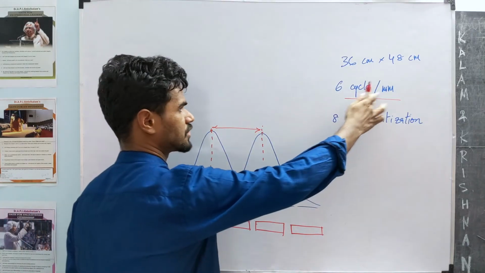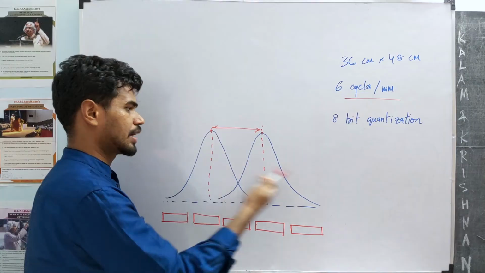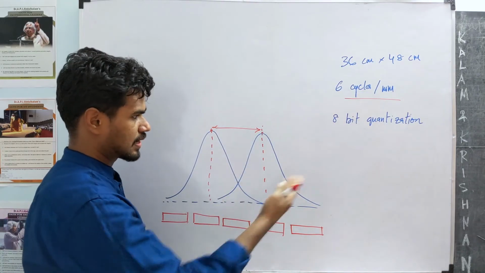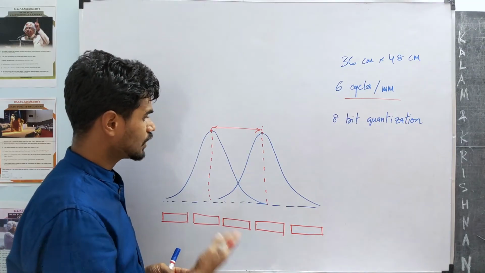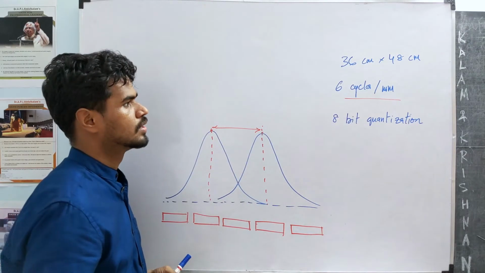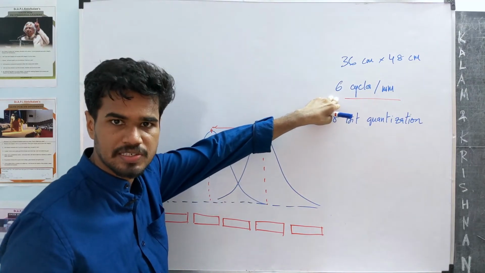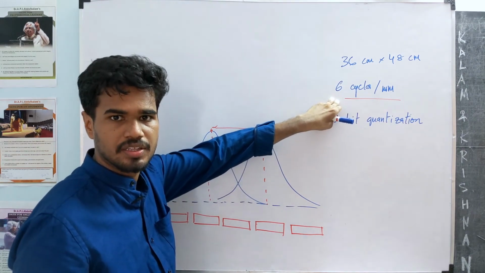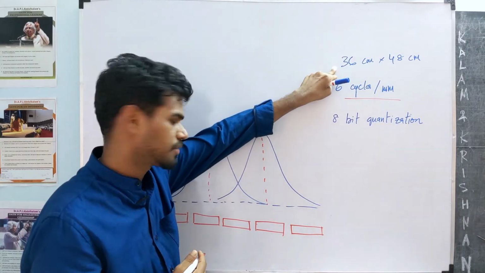So this resolution could instead be given in, say, number of lines per mm or number of line pairs per mm. So 6 cycles per mm is 6 line pairs per mm, or 12 lines per mm. Given this, if we somehow relate it to the number of pixels needed for this resolution, we can find the data size based on the size of the radiograph.